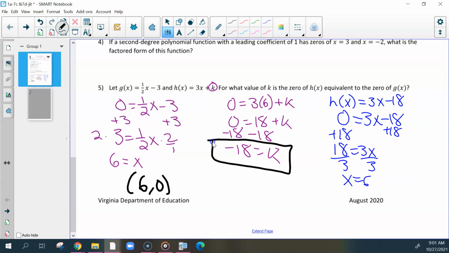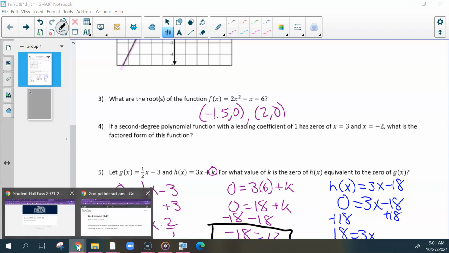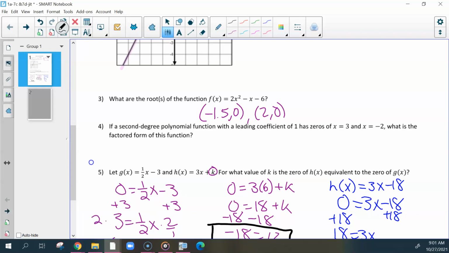Questions on any of the ones on this page before we go on to the next? Yes, Michaela. How would you find number 3 on the calculator? Number 3. So I'm going to be honest and say I use Desmos. You would just type that into Desmos, click on the graph, and your intercepts will pop up. Oh, so you have to find it from the graph.